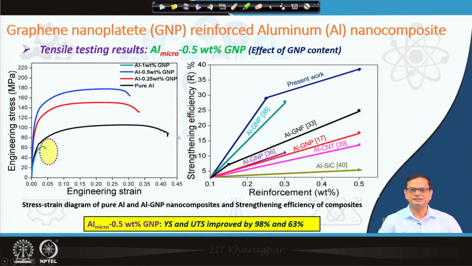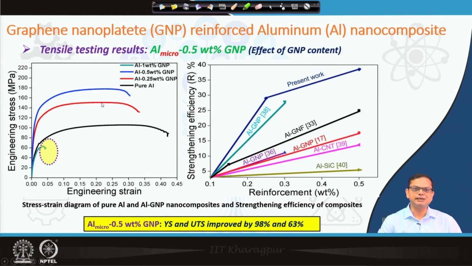If you see, this black one is for pure aluminum, and here we are talking about only micron size aluminum. In this case this powder is not ball milled. Without ball milling, it was mixed, just to see the effect of GNP. So, in this particular slide we are just seeing the effect of GNP on the tensile testing results. Pure aluminum shows nice ductility, as expected.